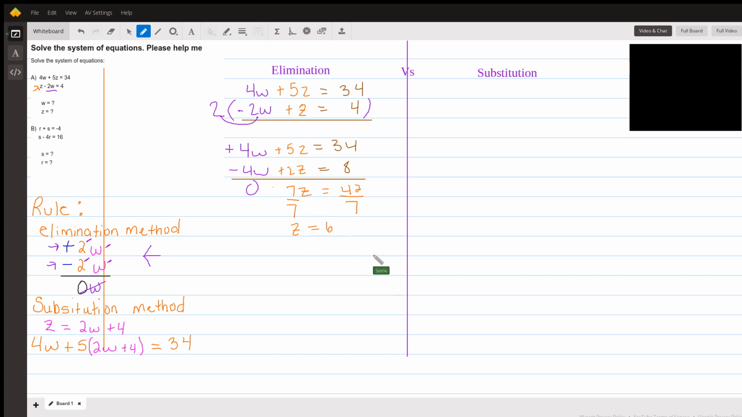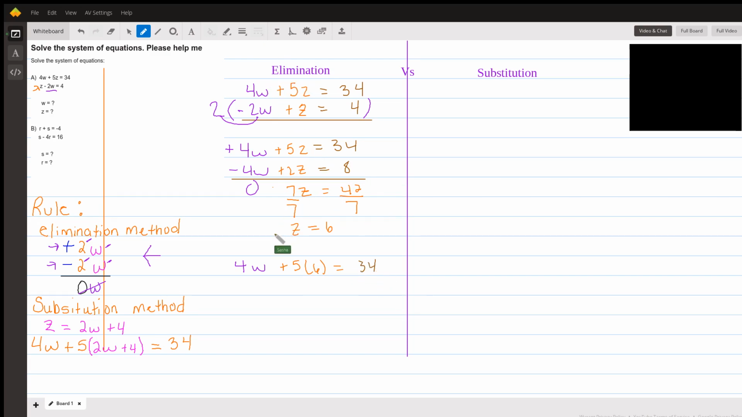So if I want to solve for W, I have to go back and plug it in. So I'm just going to choose to use the top one, always use an original, and I'm going to plug it in. 4 times W, okay? The second term is positive 5 times Z. Z is now 6, equals, and then we have that 34.